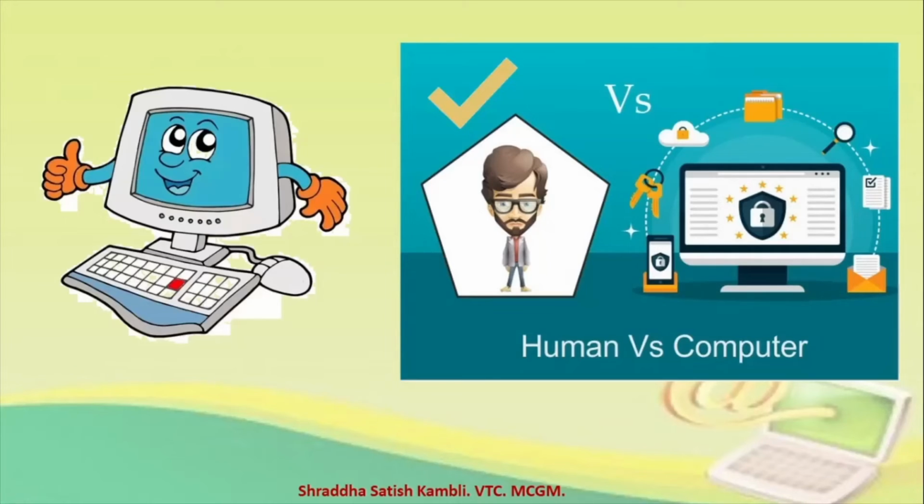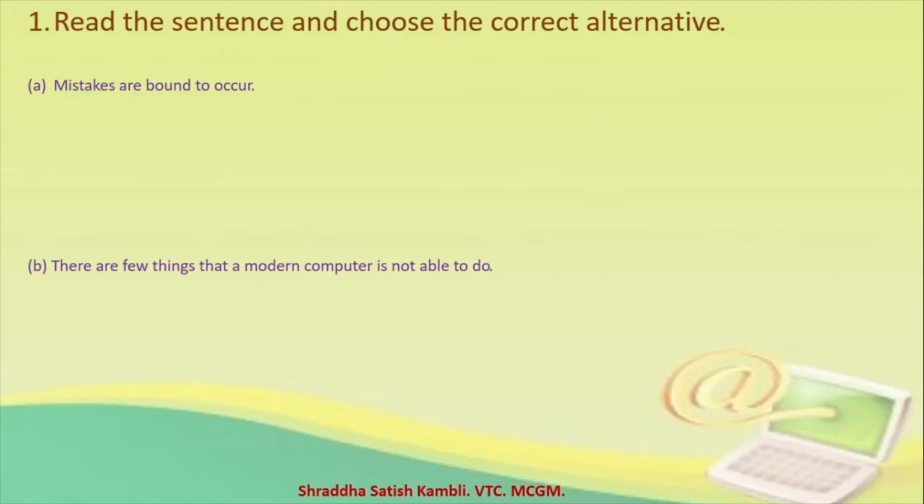Alright, so this was about computers, children. Now we will go to these small exercises. There are not too many exercises in your textbook. There are just a few of them. Let us try to do them now here. So read the sentences and choose the correct alternative. So these 2 sentences are there for you now. Let us pick out the first one first.